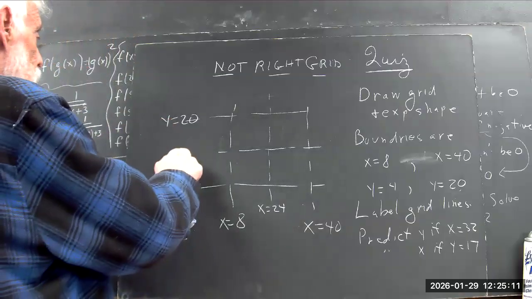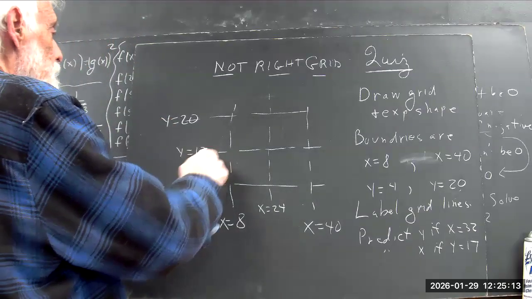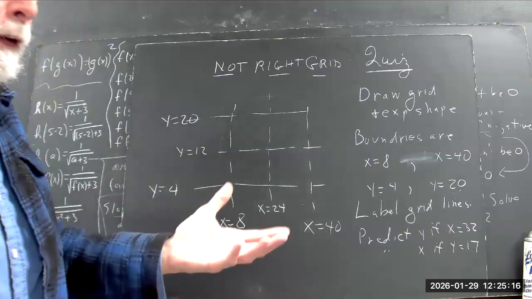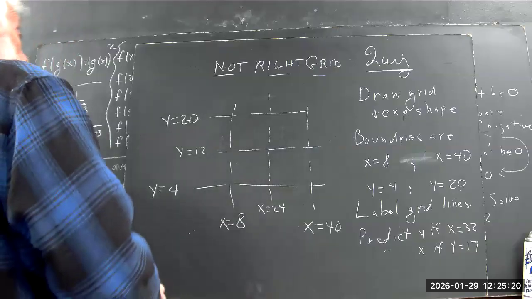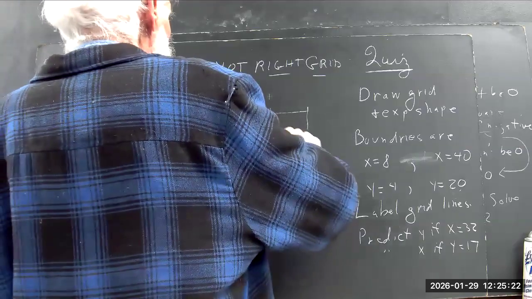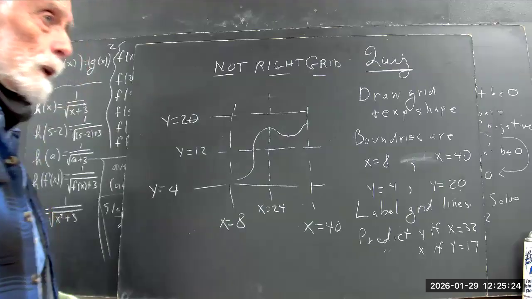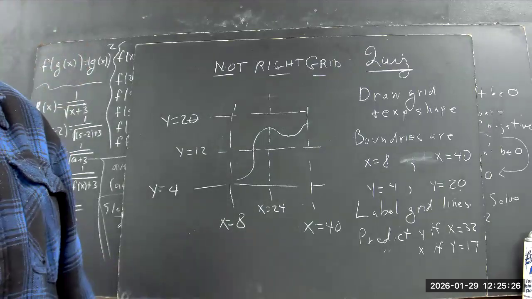And similarly, this line is going to be y equals 12. And then you're going to get a bunch of other lines that you're going to label. Then you're going to get a curve. That's not the way the exponential curve looks, but there's a curve.